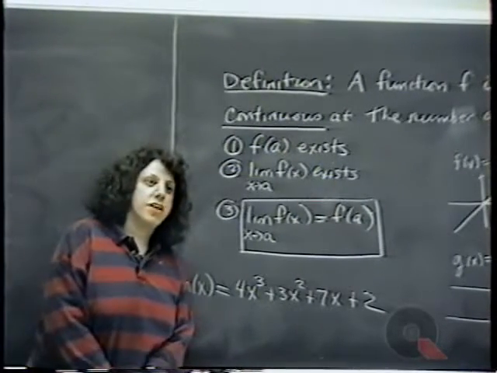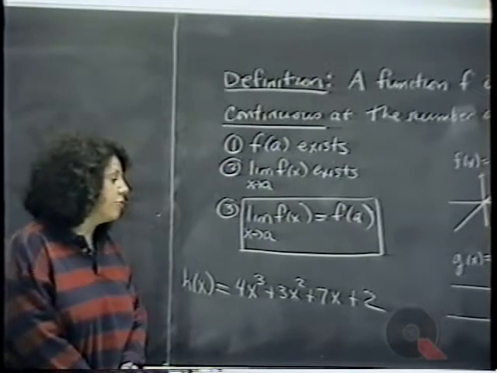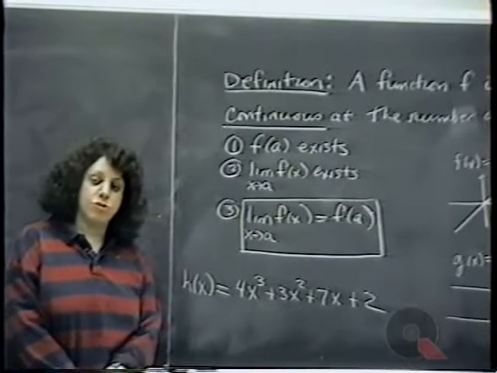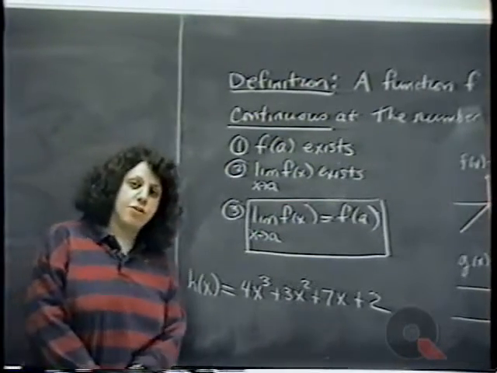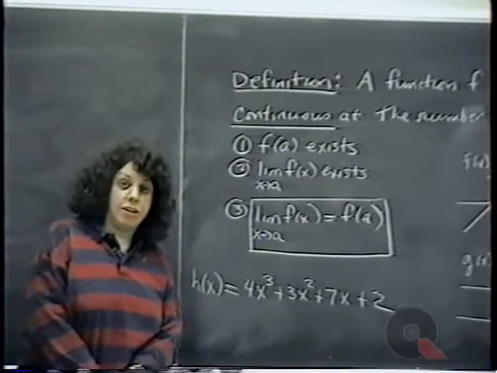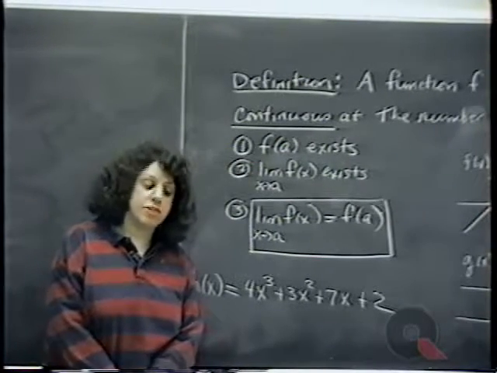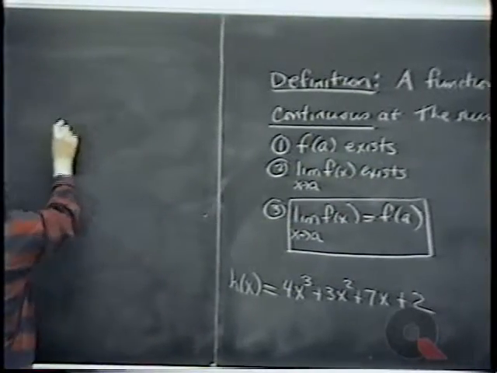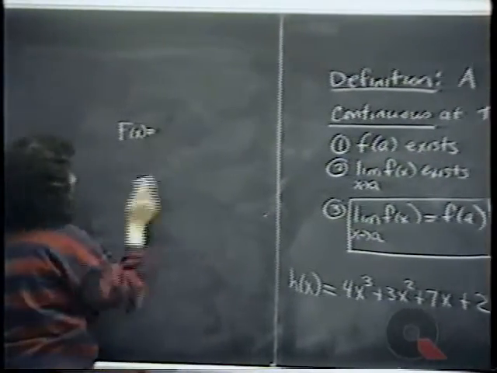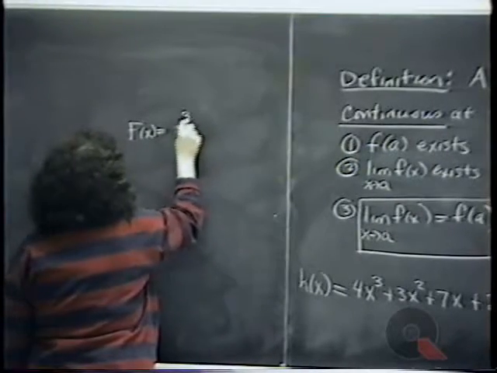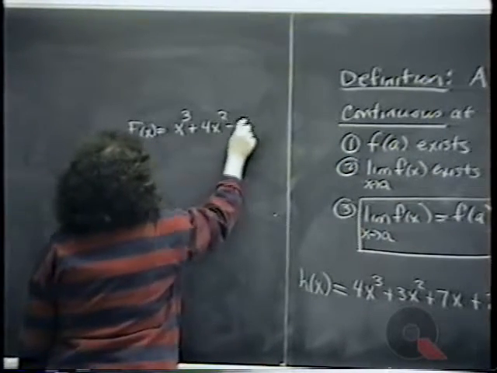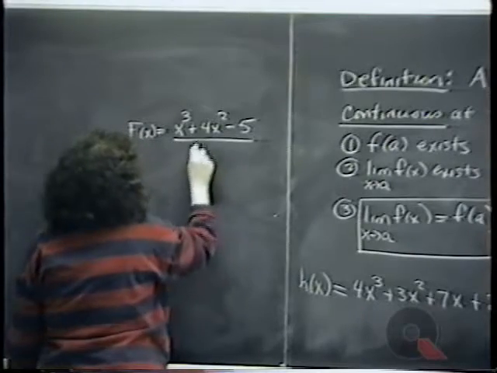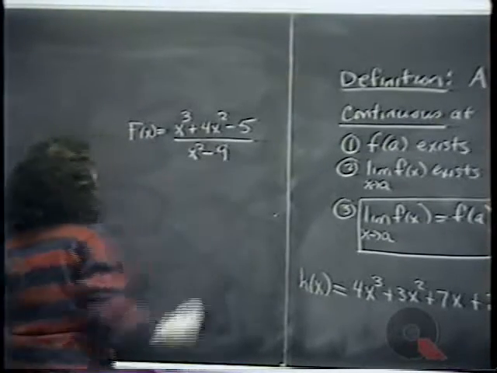Furthermore, the theorem goes on to say that not only can you add, subtract, or multiply two continuous functions and produce a continuous function, you can divide two continuous functions and get a continuous function so long as the denominator is not 0. So if we have a rational function like big F of x is x cubed plus 4x squared minus 5 over x squared minus 9.